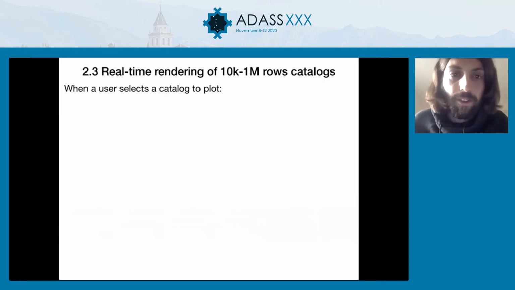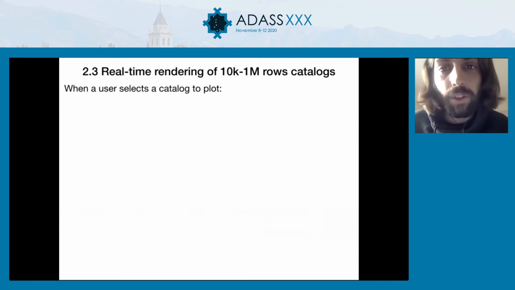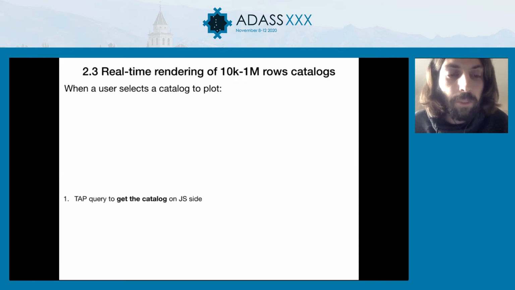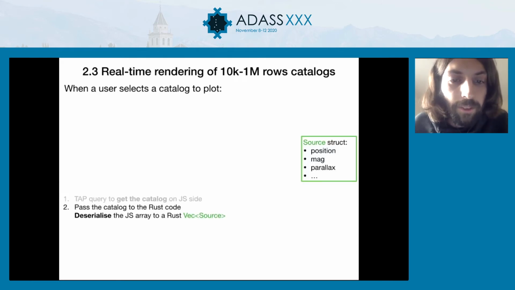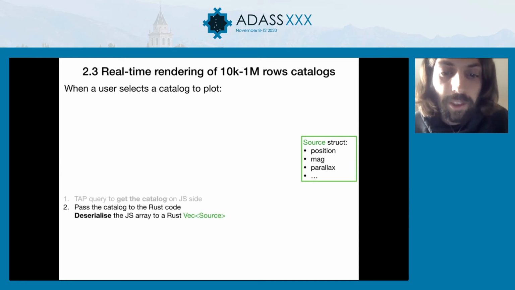Okay. And the last feature I want to talk about is the rendering of a medium-sized catalog. Typically when a user wants to draw a catalog, a TAP query is made to get the catalog. Then I pass the rows from JavaScript to Rust. I deserialize it to a vector of source objects. For example, a source can contain a position, magnitude, and parallax.